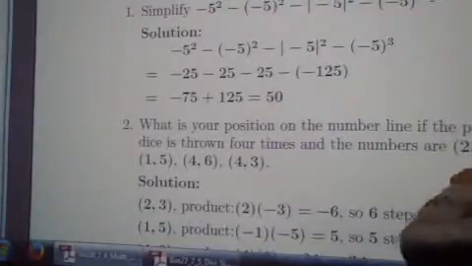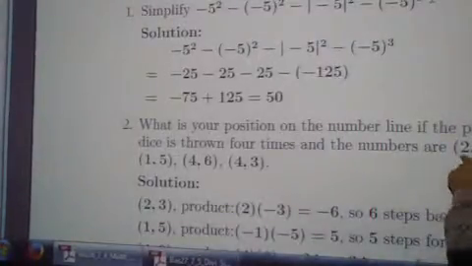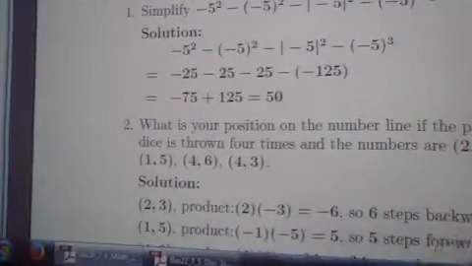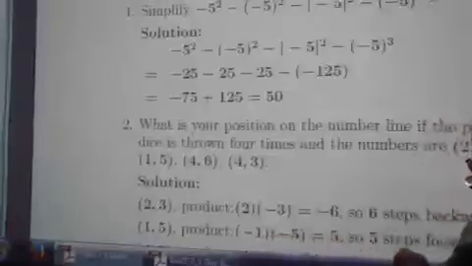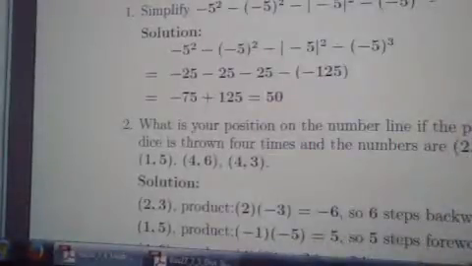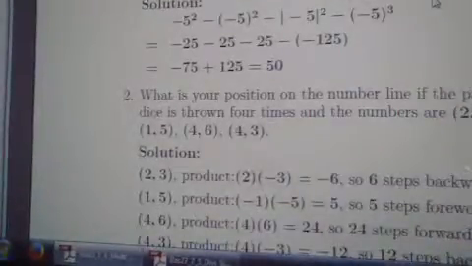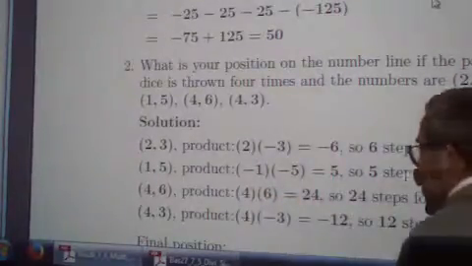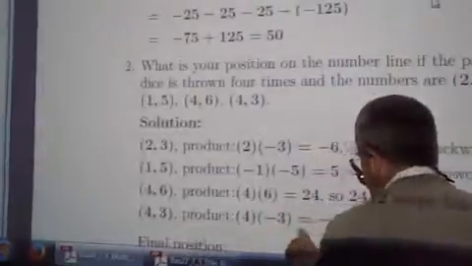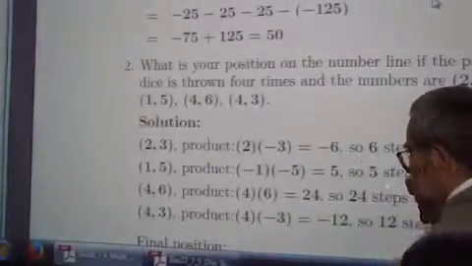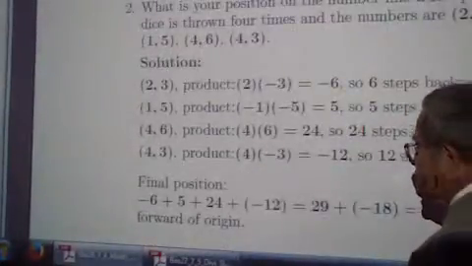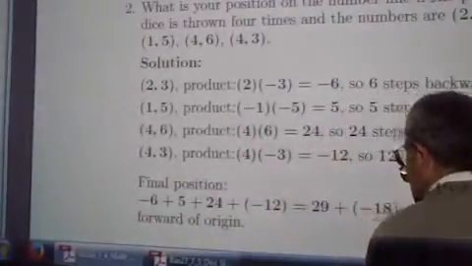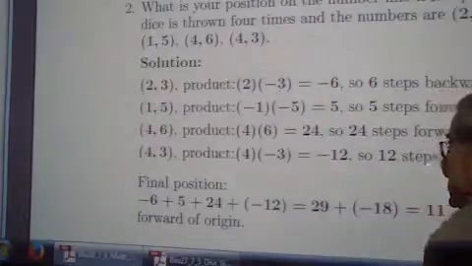Oh, I have another one here, the 2, 3, I missed that. Positive 2 times negative 3 gives you 6 steps backward. Positive 5 steps forward, so negative 6 back, 5 forward. And then 4 times 6, 24 steps forward. And finally, 4 times negative 3, negative 12 steps backward. Final position: negative 6 plus 5 plus 24 minus 12, 29 minus 18.